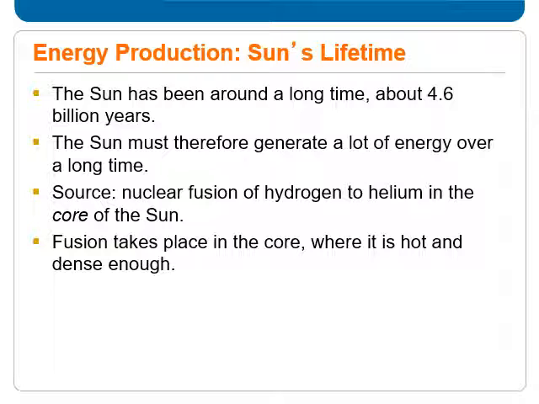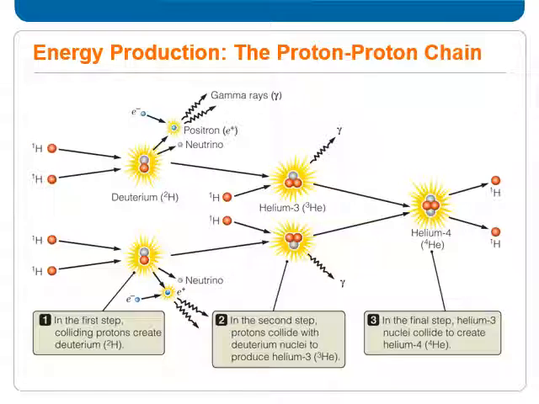This takes place in the central core of the Sun. The energy released by this process is sufficient to keep the Sun hot for about 10 billion years. The nuclear reactions in the Sun start with four hydrogen nuclei. Each is a single proton, and you end with one helium nucleus. This is called the proton-proton chain.